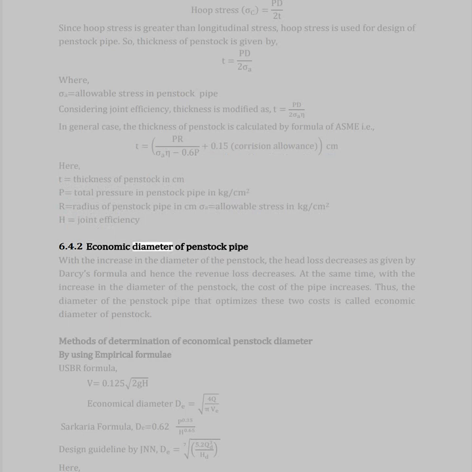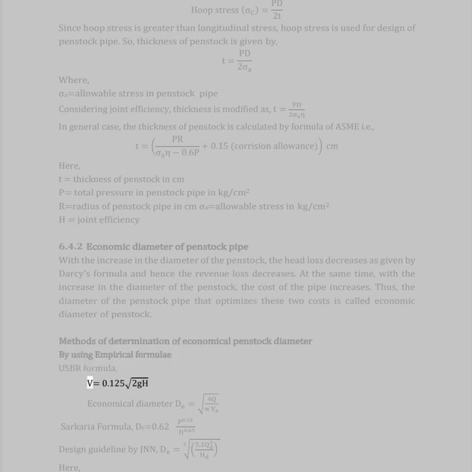6.4.2 Economic diameter of penstock pipe. With the increase in the diameter of the penstock, the head loss decreases as given by Darcy's formula, and hence the revenue loss decreases. At the same time, with the increase in the diameter of the penstock, the cost of the pipe increases. Thus, the diameter of the penstock pipe that optimizes these two costs is called economic diameter of penstock. Methods of determination of economical penstock diameter by using empirical formulae.